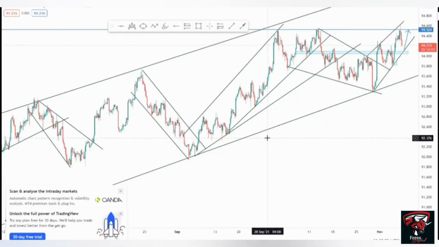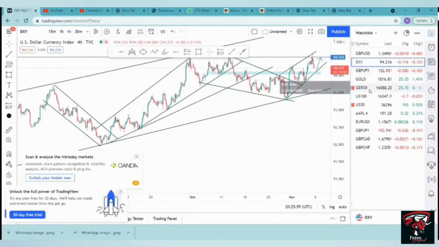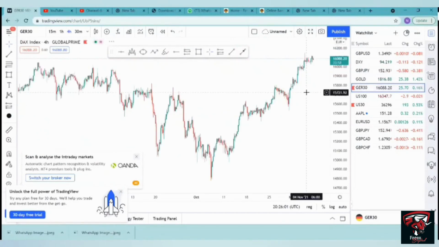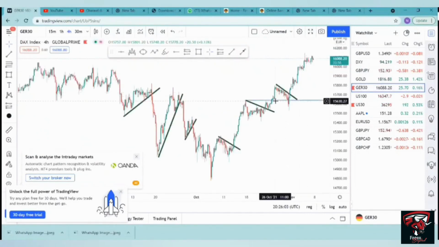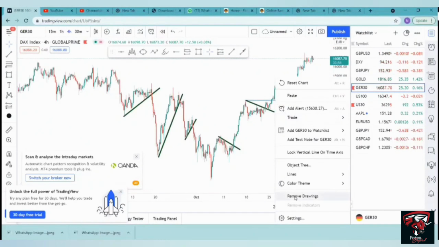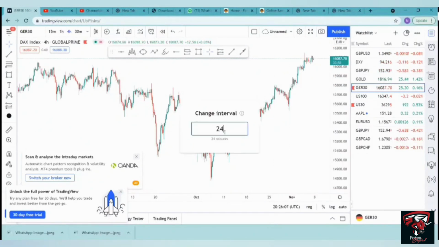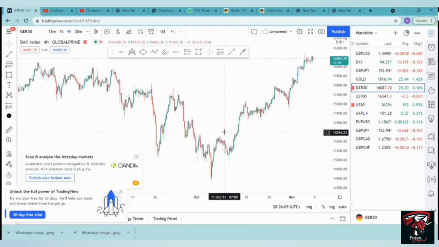So now we're going to go to US 30. Let's start with German 80. Same story. We're going to start from a high time frame. This is our H4.